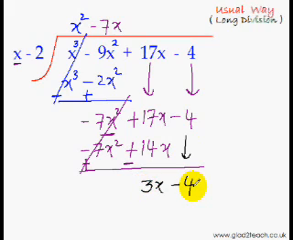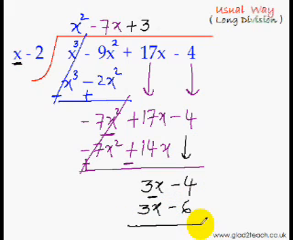So this is our new dividend, and once again we repeat the same process again, that is divide the first term of this new dividend with the first term of the divisor. So 3x divided by this x is 3, so we put positive 3 there. Now multiply this 3 with all the terms of the divisor. 3 times x is 3x, and 3 times minus 2 is minus 6.